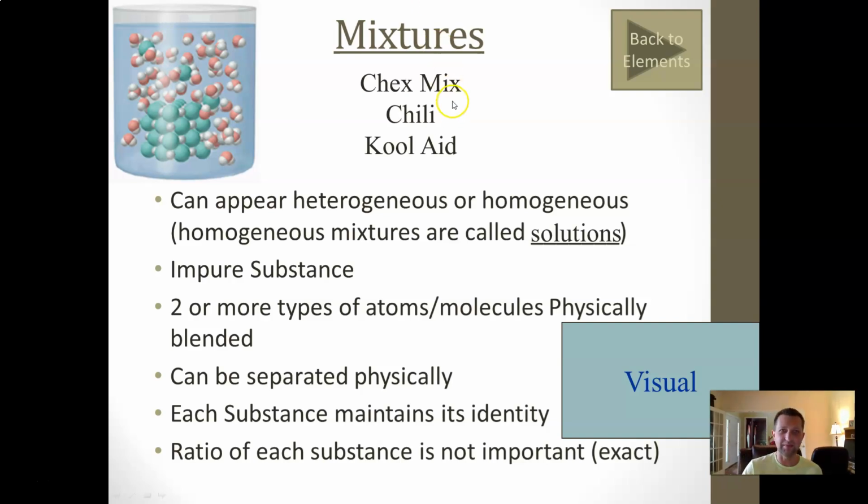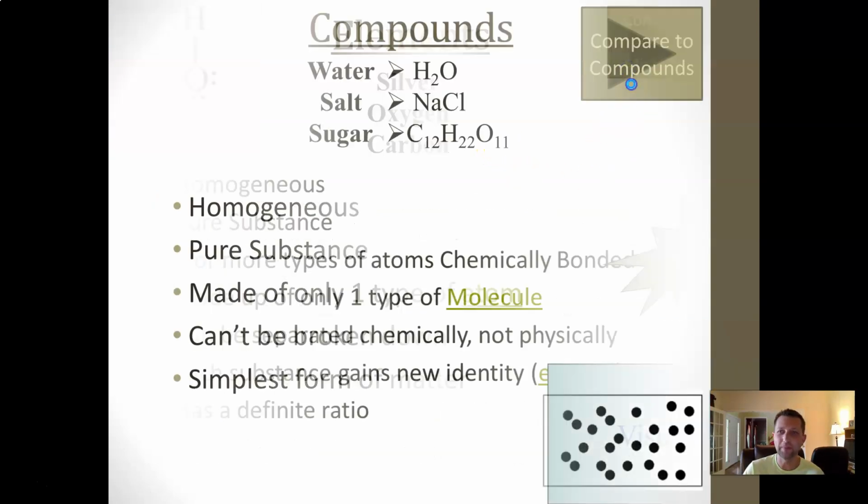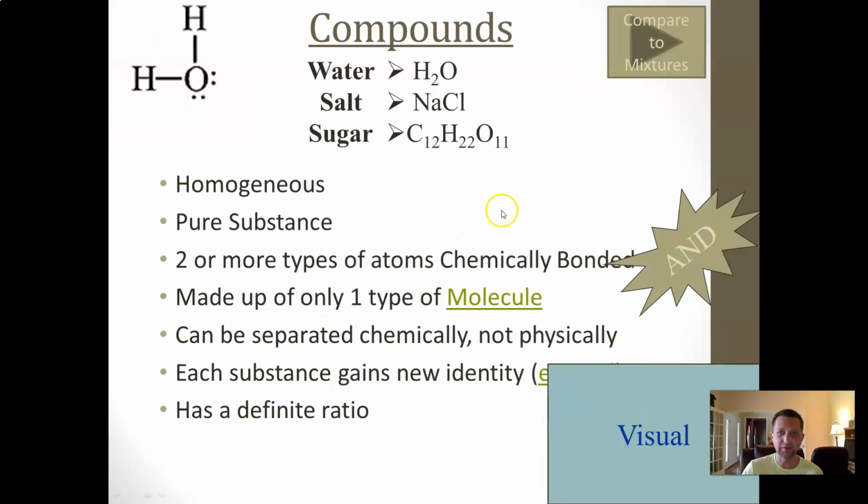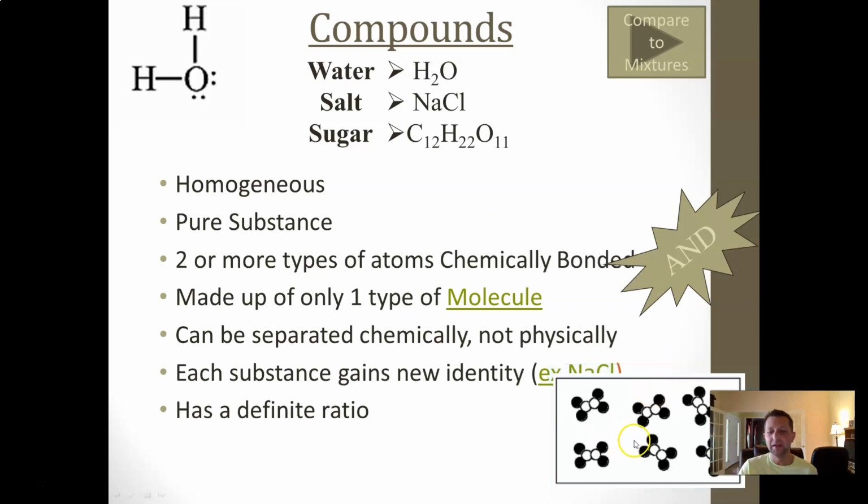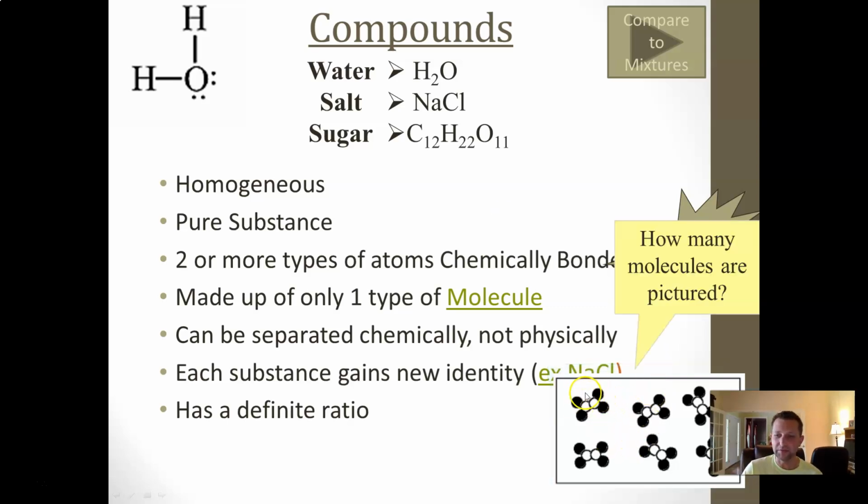You don't have the same exact ratio of Kool-Aid every single time you make it. So let's look at the visual for compounds. It looks like this. You can see that you have two or more different atoms, the black and white, and they are chemically combined.